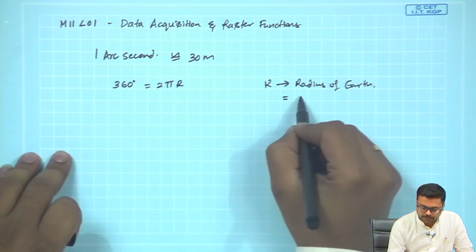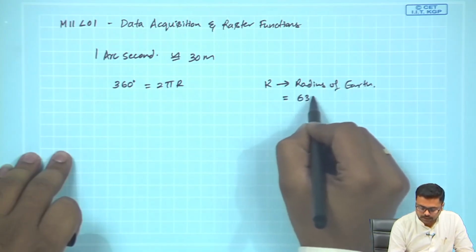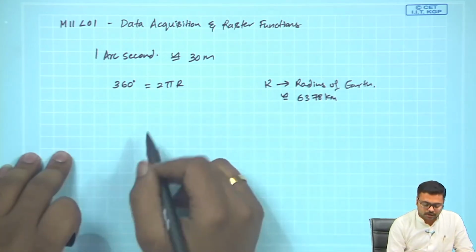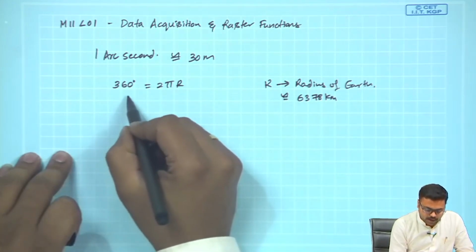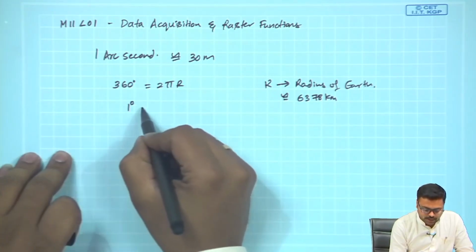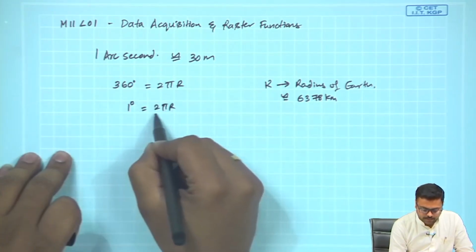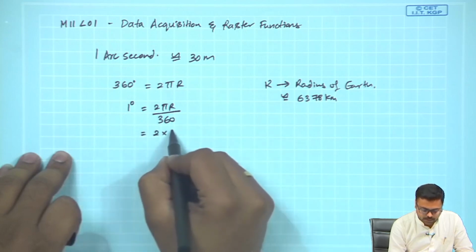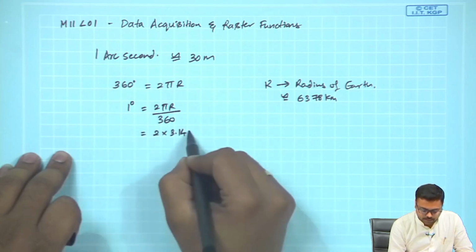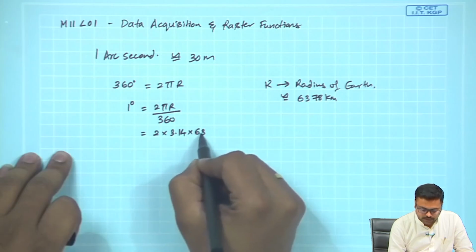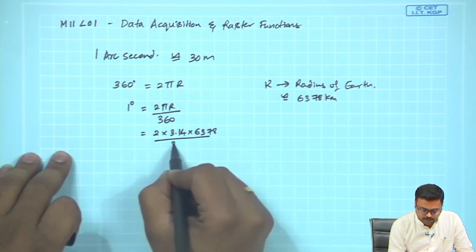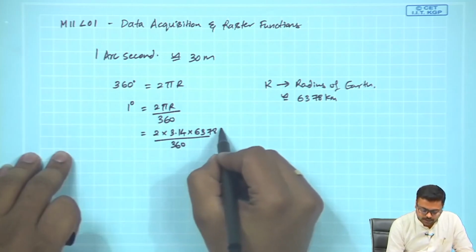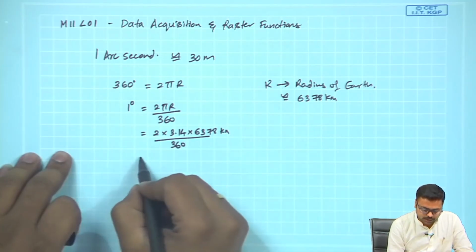As we all know, the radius of Earth is equivalent to 6378 kilometers. Now, how do I measure 1 degree? 1 degree is equal to 2 pi r divided by 360. So this is nothing but 2 into 3.14 into the radius of Earth, 6378, divided by 360. Please mind, this is in kilometers, that is the radius of Earth.